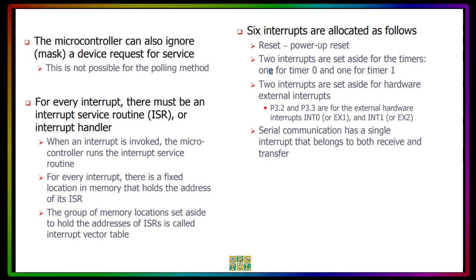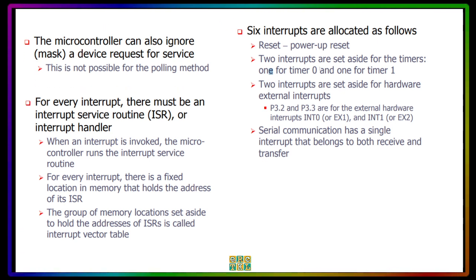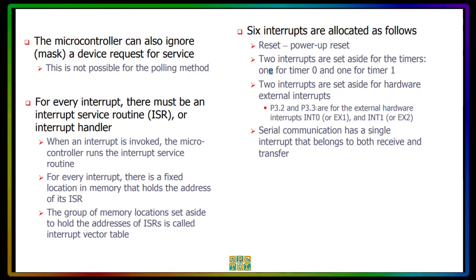First, we have what we call reset. This is a power up reset. We also have timer 0 interrupt and timer 1 interrupt. So there are 2 interrupts set aside for the timers. And then we also have 2 interrupts that are set aside for external interrupts or hardware external interrupts. This can be found on port 3 bit 2 or P3.2 and port 3 bit 3 or P3.3. And we call them INT0 and INT1. We can also call them EX0 or EX1 to represent external interrupt. Now the last one is the serial communication. It has a single interrupt that belongs to both receive and transfer.